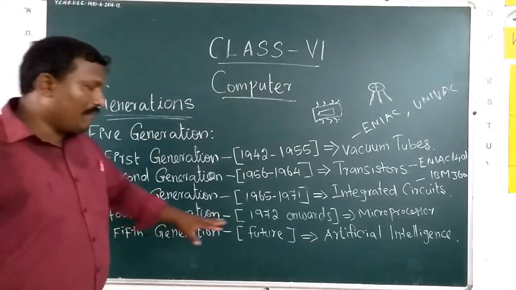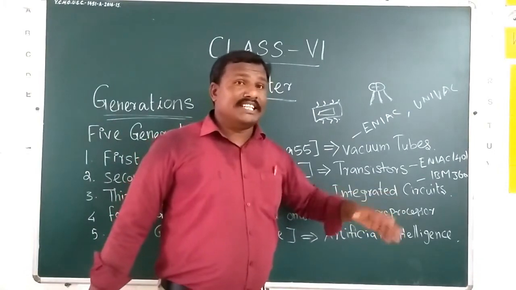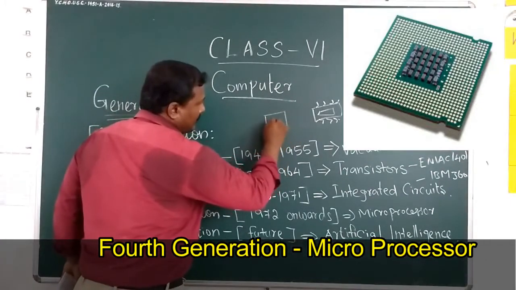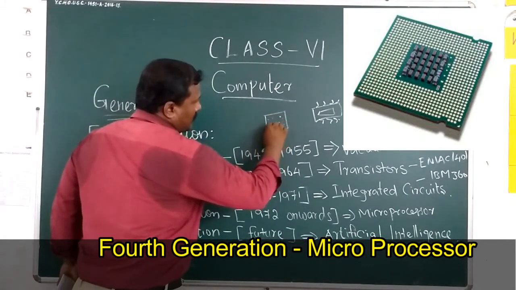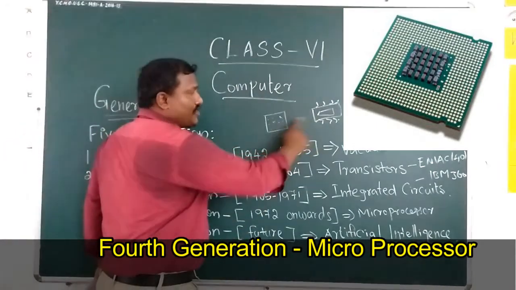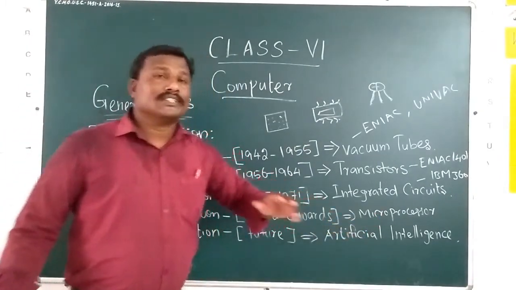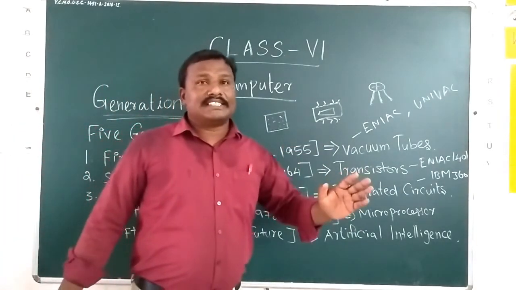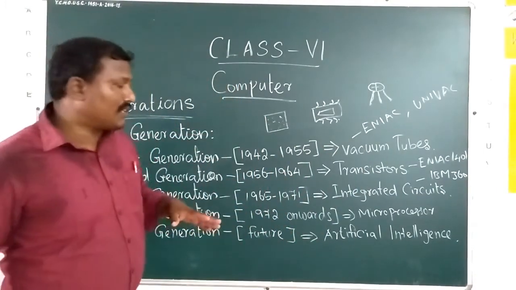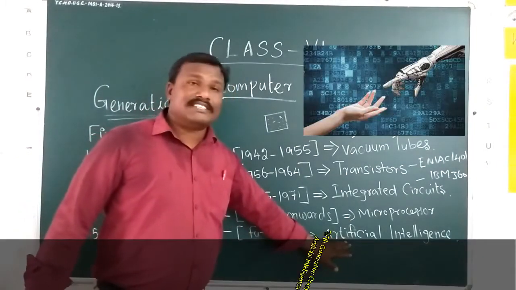Then fourth generation computer, 1972 onwards. What technology did they use? Microprocessor. A microprocessor also looks like this, like an IC chip, both are similar. This is the microprocessor they used in fourth generation computers. A question may be asked like this: which generation computer used microprocessor? Fourth generation computer.